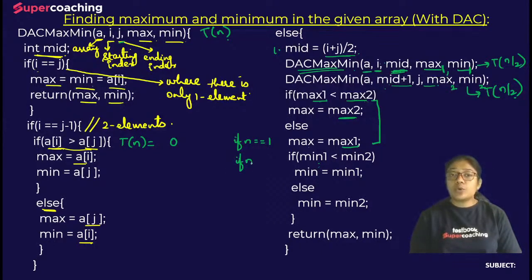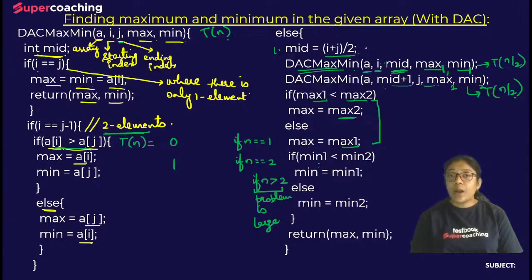If n is equal to 2, अगर आपके पास दो elements हैं, then in this case one comparison is taking place. आपने ये if condition एक ही बार check किया, उसके बाद आपने values assign कर दी, so one comparison is taking place. If n is greater than 2, that means the problem is large. अगर problem large है, then we are going to the else part.